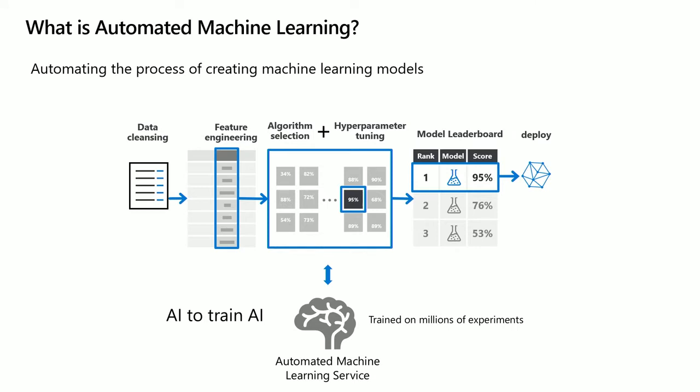Another differentiator is that it's really easy to deploy automated machine learning models. Because it's all very predefined and the machine knows what it's generated, you don't have to write scripts or anything. You can just click a button and it will deploy it.